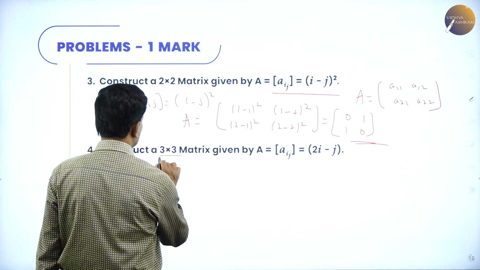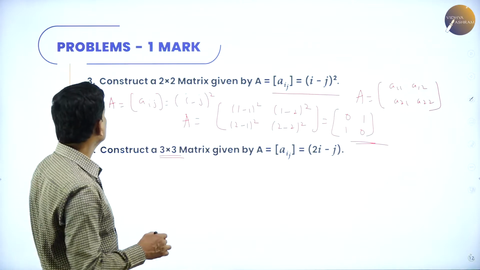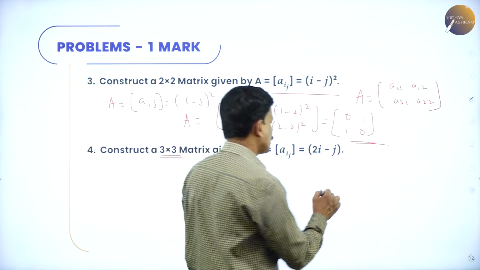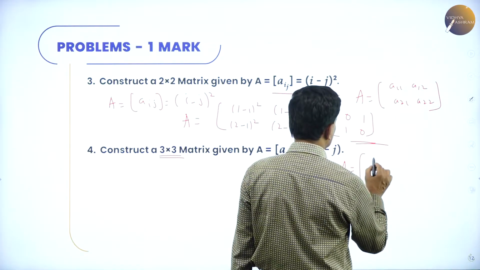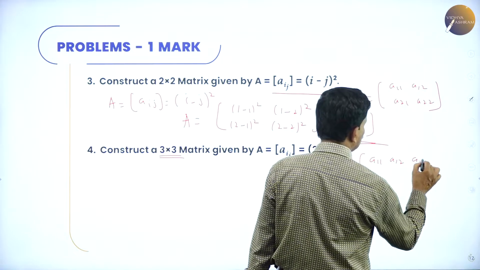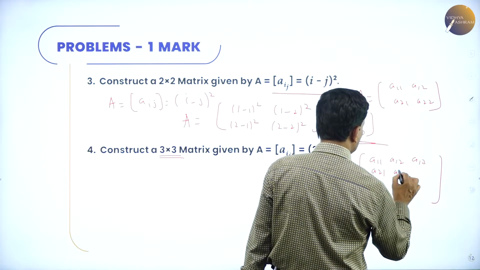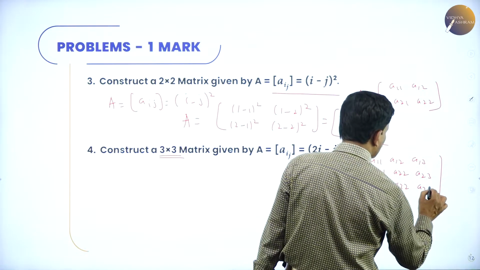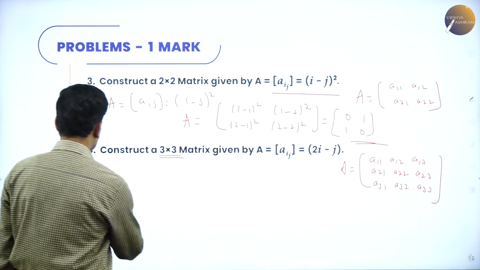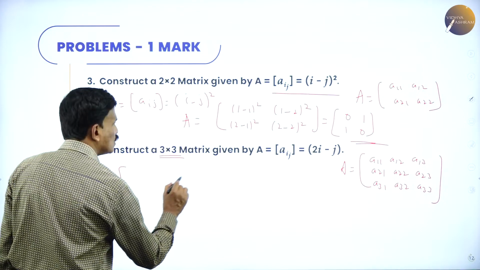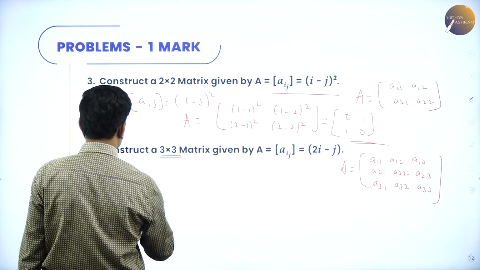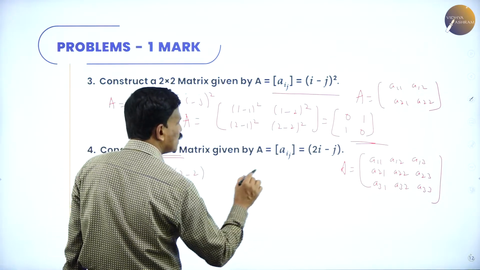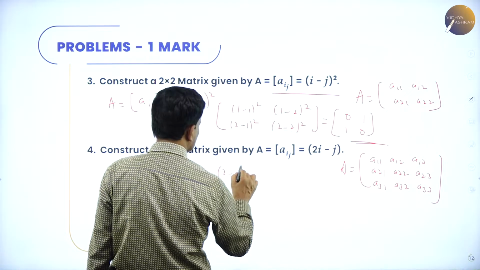Next problem is a 3 rows 3 column matrix. You may expect this for 2 marks. So aij is given by 2i minus j. Now here A is nothing but 3 rows 3 columns, a11, a12, a13, a21, a22, a23, a31, a32 and a33. Now this can be written as A is equal to the matrix 2i minus j: 2 into 1 is 2 minus 1, again 2 into 1 is 2 minus 2, again 2 into 1 is 2 minus 3. This is the first row.